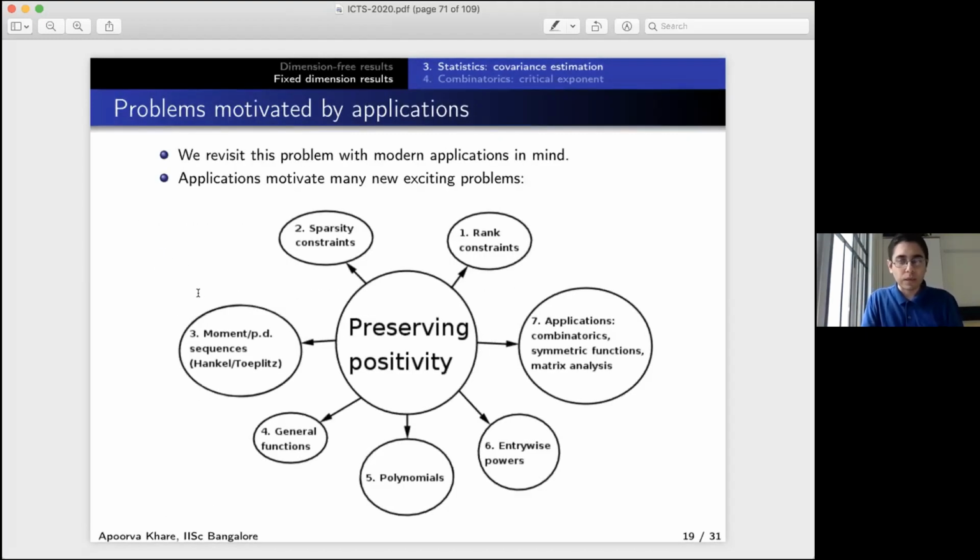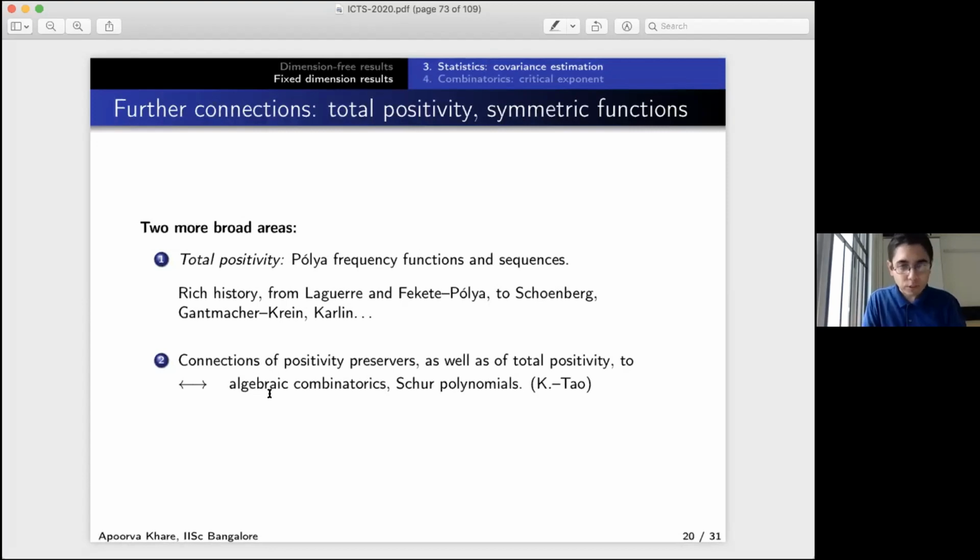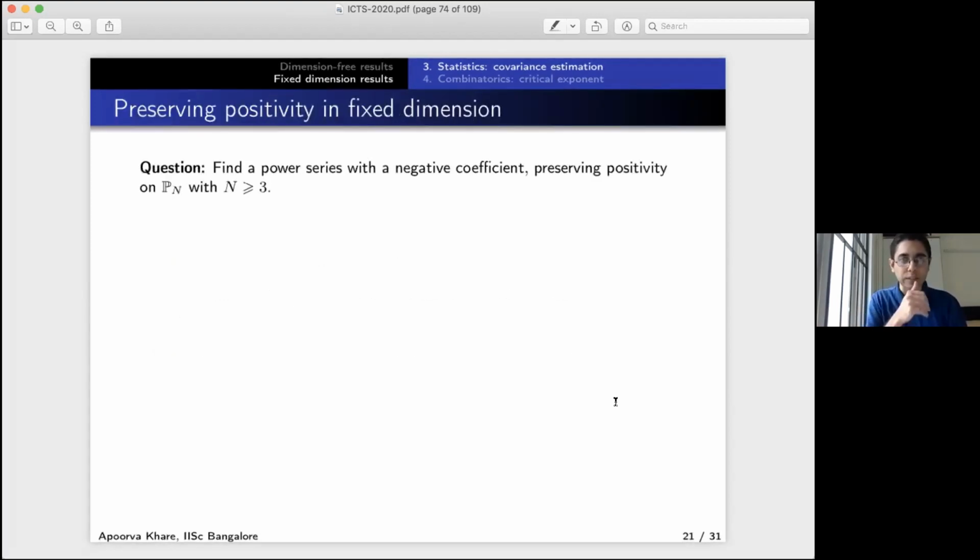Okay, so two areas which I will then skip today are Polya frequency functions and sequences, and also, as I said, connections to algebraic combinatorics, to Schur polynomials, and so on. I will tell you one result from here in the following setting. So as I said, we don't know all functions which preserve positivity when applied entry-wise on 3 by 3 matrices. Fine. But can we restrict to some special families? For example, can we restrict to power series or to polynomials?